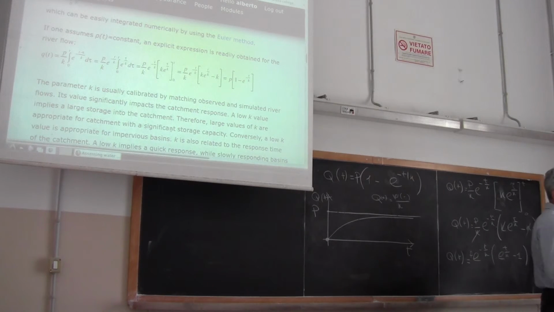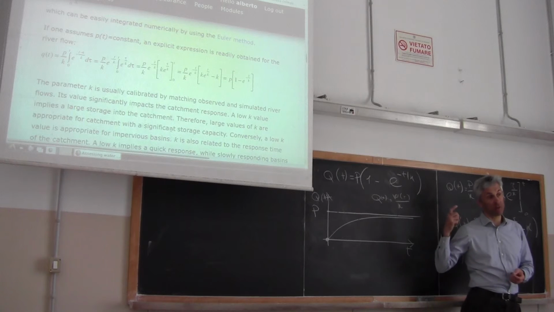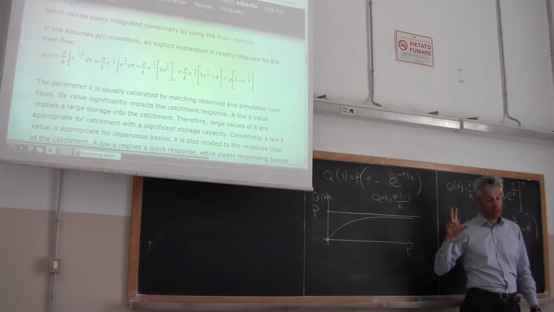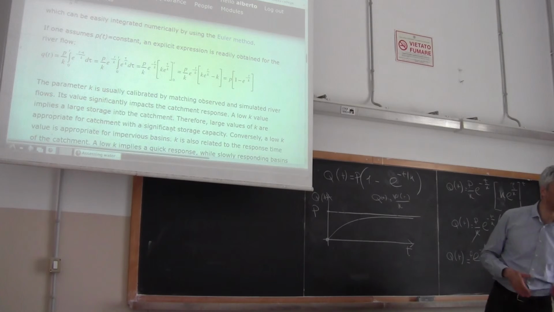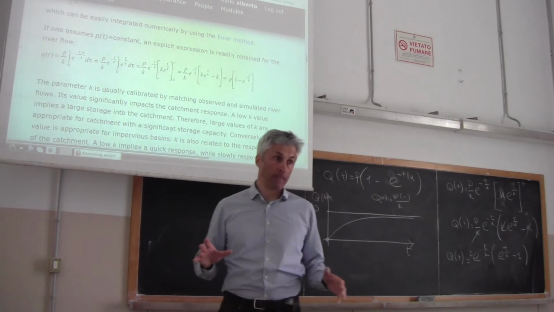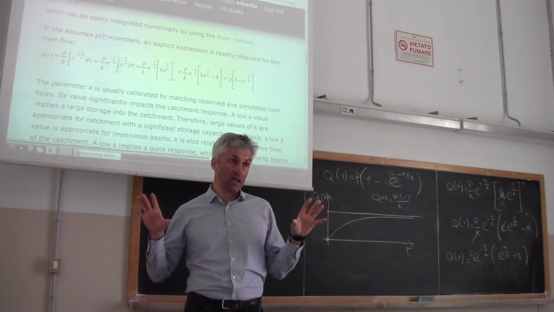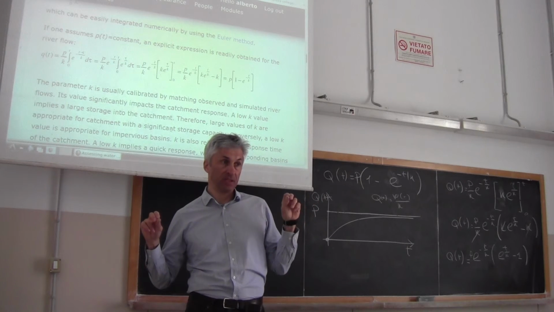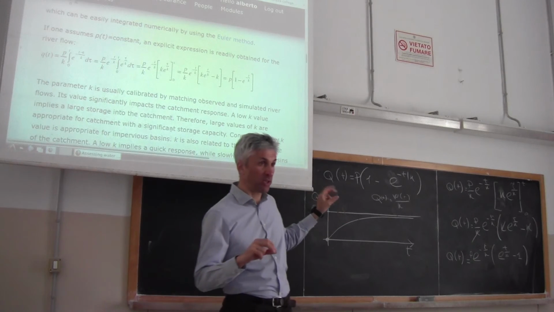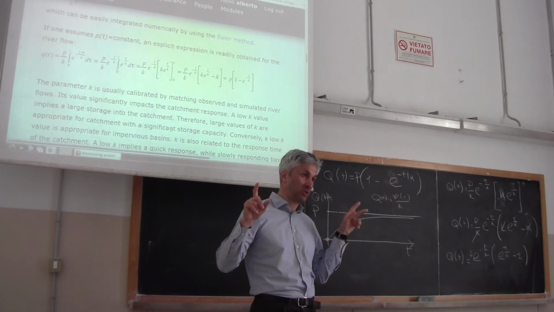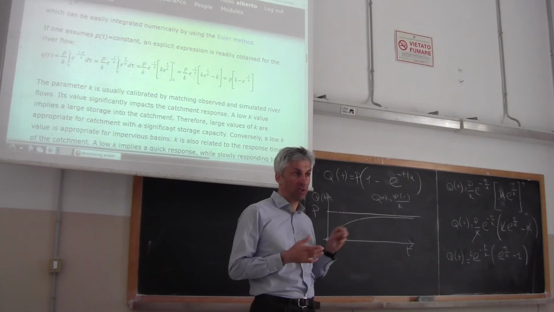But of course, we cannot play with K. We cannot impose our value. We need to use a K value that reflects the behavior of the catchment. K is what is called a parameter, meaning a coefficient into the model equation that doesn't change the shape of the equation itself. It's a linear equation, so it's a linear model.